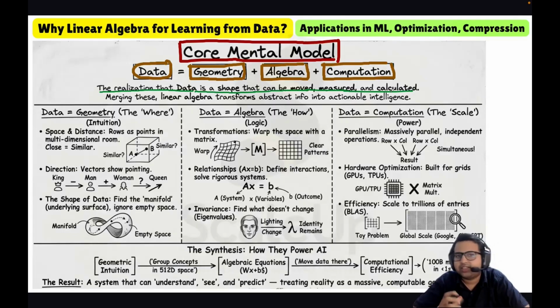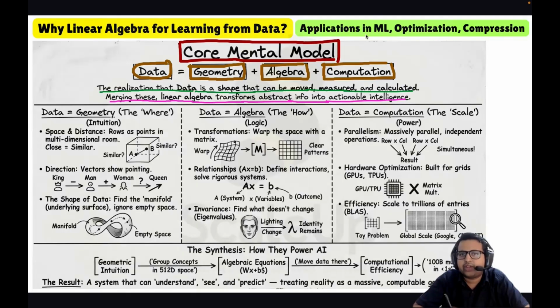By merging these three pillars, the geometry, the algebra, and the computation, linear algebra transforms abstract information into actionable intelligence. Now let us understand these three pillars in some detail.